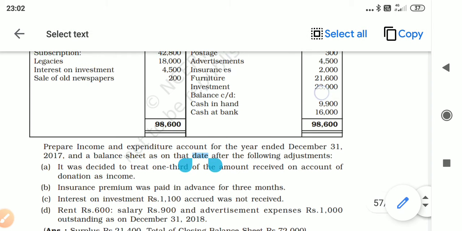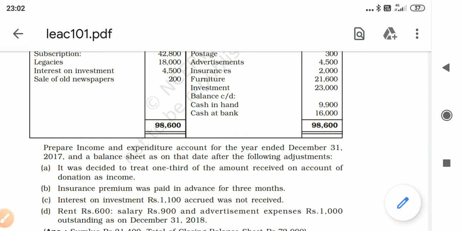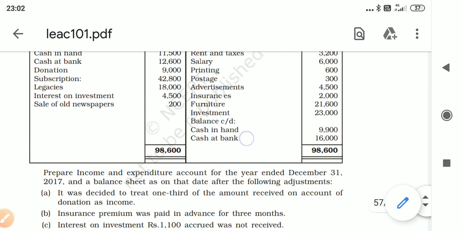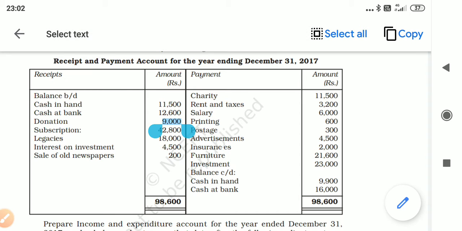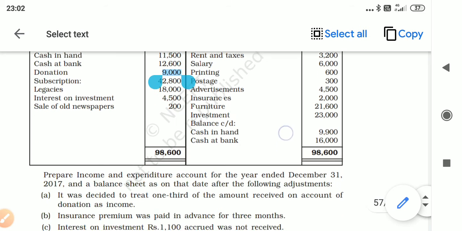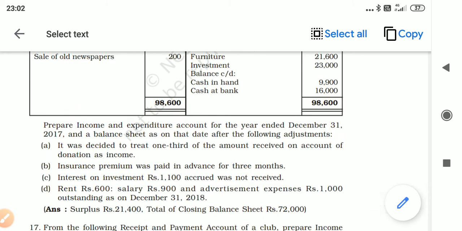Let us go through the adjustments. It was decided to treat 1/3 of the amount received on account of donation as income, which means 2/3 amount is a capital income. So donation is 9,000, 1/3 of donation is 3,000. 3,000 will appear in the income side of the income and expenditure account, and 6,000 will appear in the current year's balance sheet, that is the 2017 balance sheet, liability side, donation. Okay, the name will be donation.